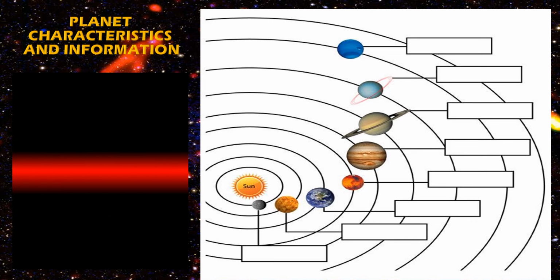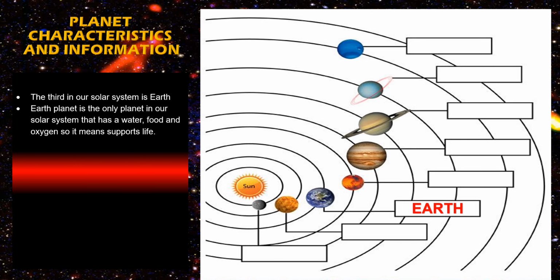The third planet in our solar system is Earth. Earth is the only planet in our solar system that has water, food, and oxygen, so it can support life. Earth makes a complete orbit around the Sun in about 365 days. A day on Earth is equivalent to 24 hours.